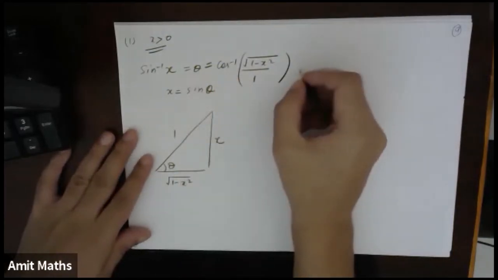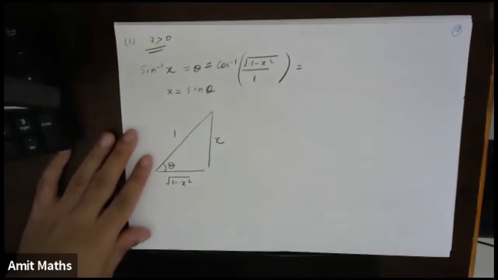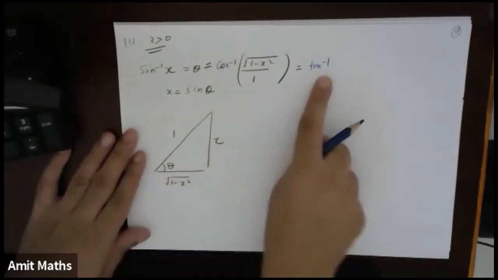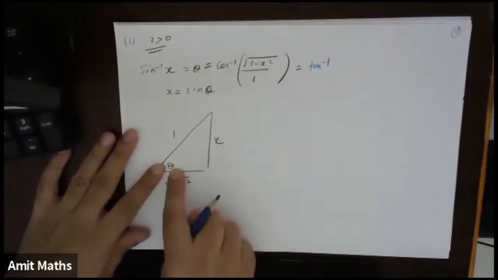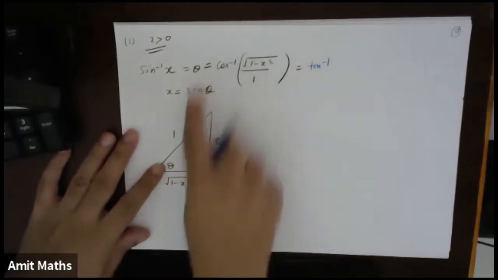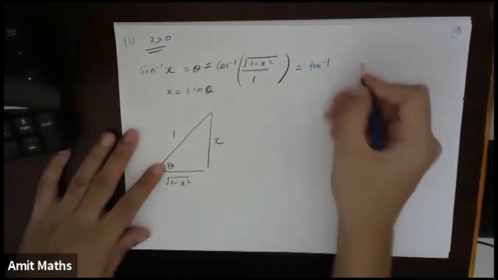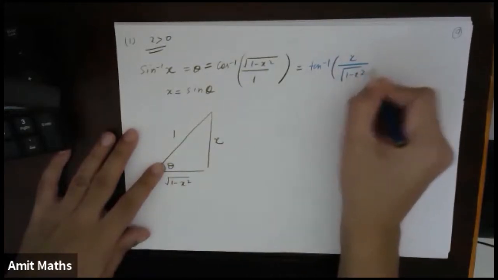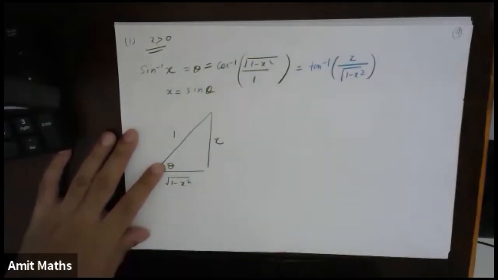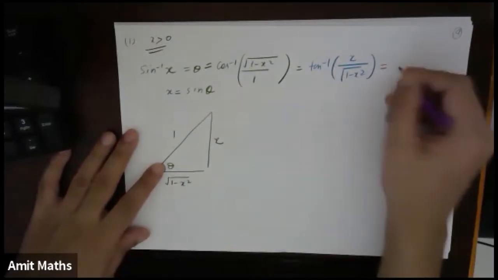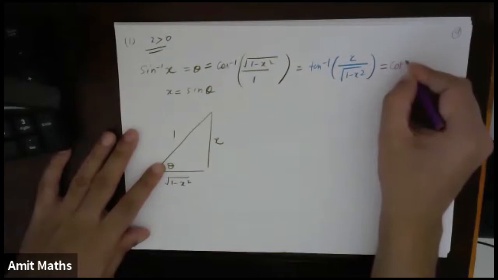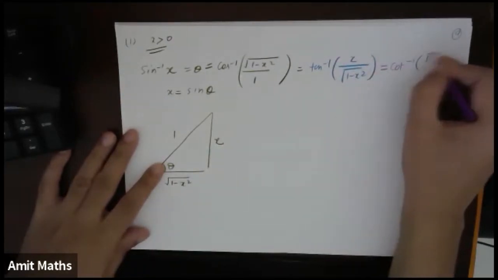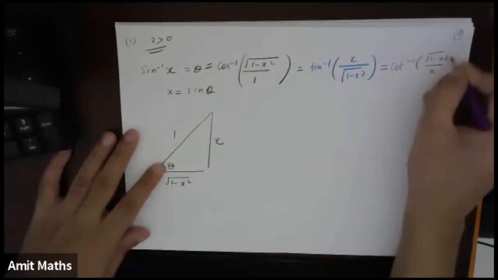Understood? This will also be equal to, if I write this in tan, tan inverse of height upon base, since tan theta is height upon base. So this will be tan inverse of x upon under root of 1 minus x square. Also in cot form, cot is simply reversed, so this is cot inverse of under root of 1 minus x square upon x.